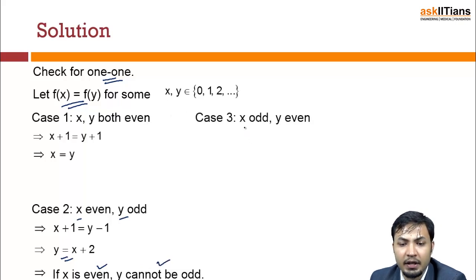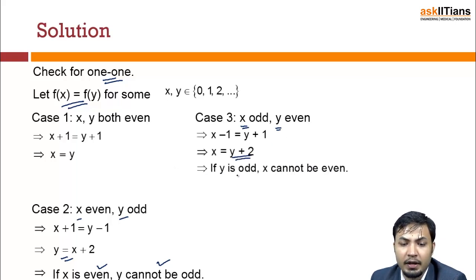So, case 3, I take x is odd, y is even. In this case also I will have x equals y plus 2. So again, y is odd, x cannot be even. So, these two cases don't help my case. Not possible.